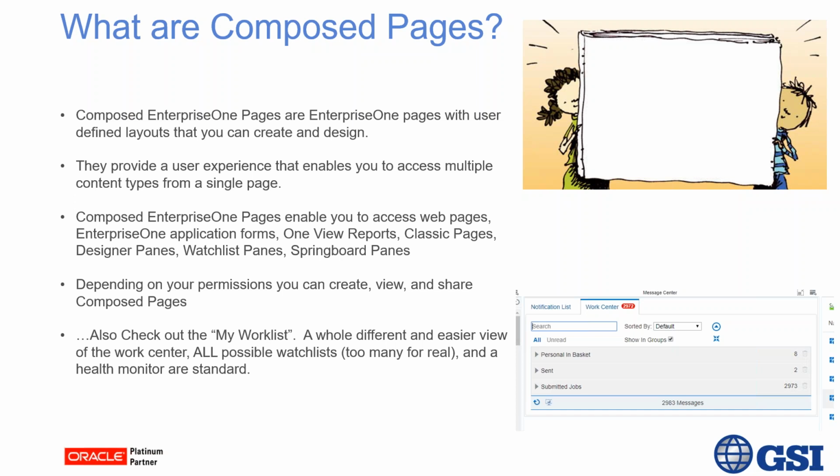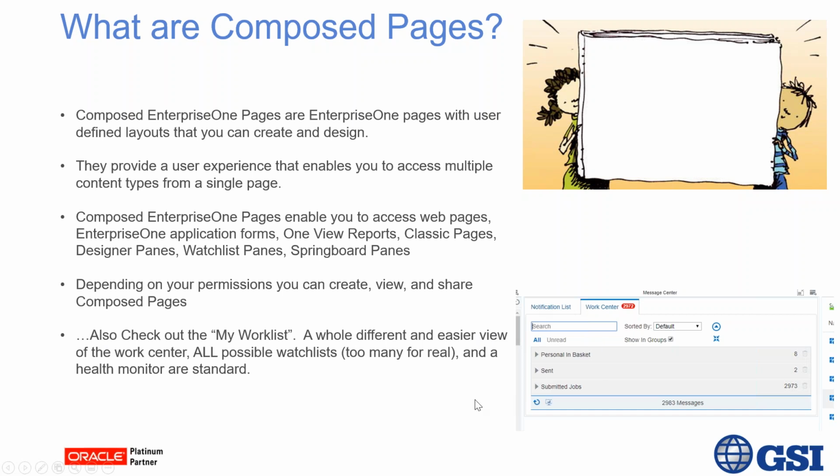So the compose page lets you take an EnterpriseOne page and put that in there. Put an EnterpriseOne document in there. Put a One View report. Put classic pages. Put these designer pages. You can do anything you want on these, as long as you can fit it in the page. With the advent of big monitors, it sure works out pretty well. It's pretty nifty. Depending on your permissions, you can create, add, view or share. Generally, most people can create and view, and sharing probably has to go through some sort of security or gatekeeper.